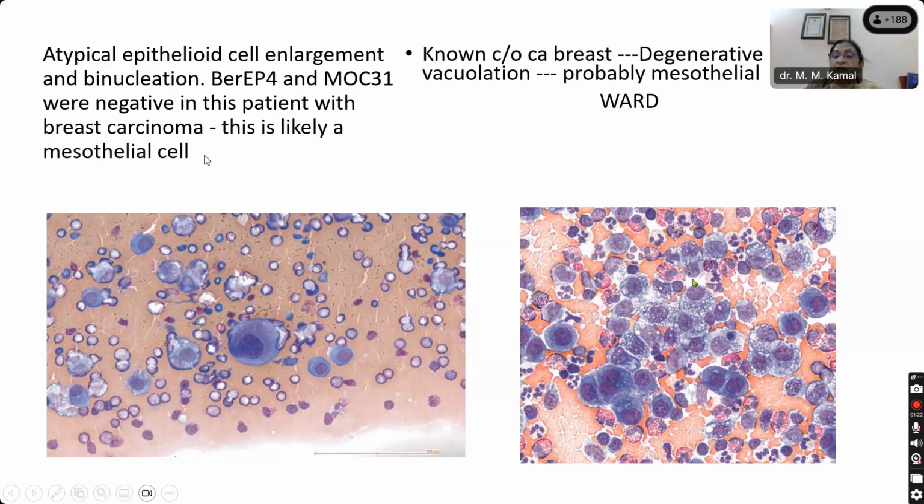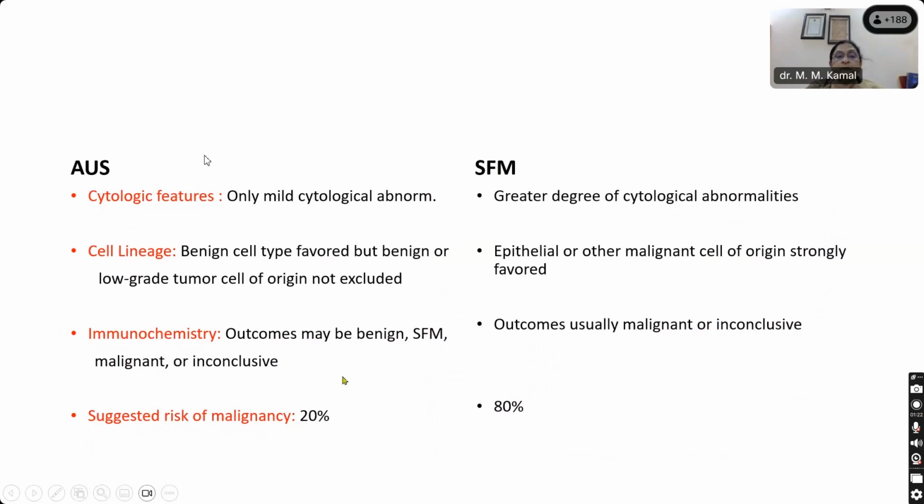These are all degenerative vacuolations that you are seeing, and they are probably mesothelial cells because you can see the family of cells to which they belong. They belong to their progeny. They resemble their family of cells with these windows, polygonality, clasping effect, and the nature of the cytoplasm. So from this, you can say these cells are just degenerating cells, and this is known as WAD, worrisome atypia related to degeneration. This is very commonly seen in smears.